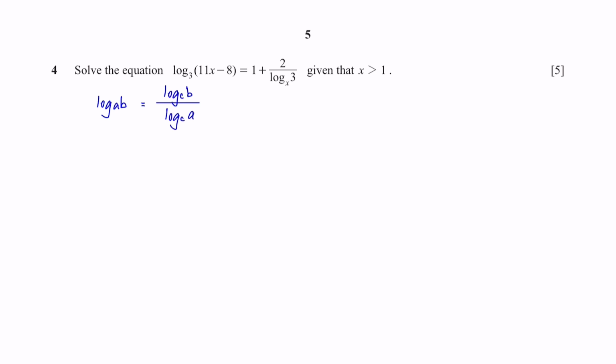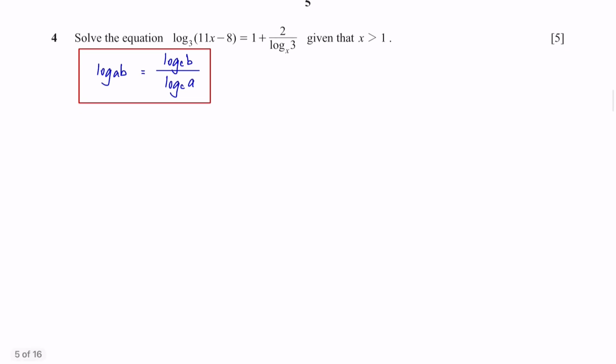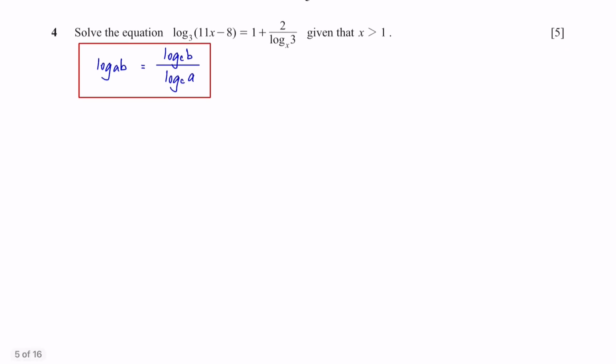So this is our formula to change the base. And to apply this to this question, let's change it to log base x. So the first term, log base x of 11x minus 8 over log base x of 3 equals 1 plus 2 over log base x of 3.